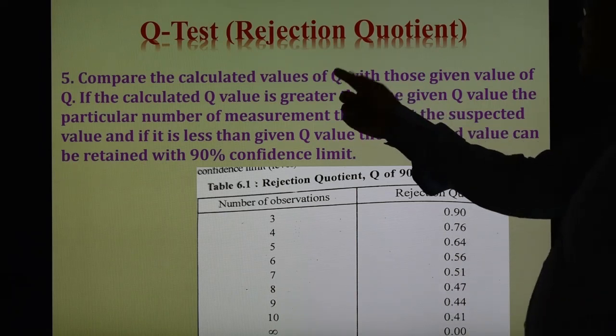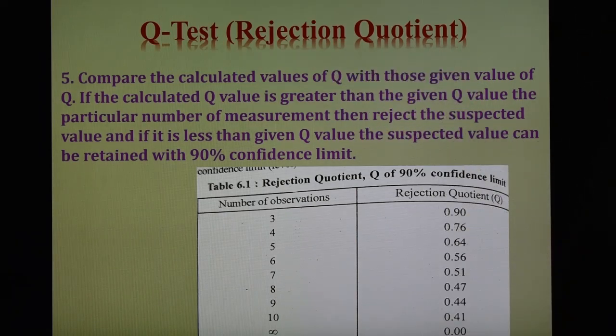If the calculated Q value is greater than this value for that number of observations, then the value is to be rejected. If it is less, then it is retained. So this is the Q test, and this Q test consists of 5 steps. First step is to arrange the results in ascending order, second to find the range, third to find out the difference, fourth to find out the value of Q, and fifth is to compare the calculated Q value with the Q value given in a table.